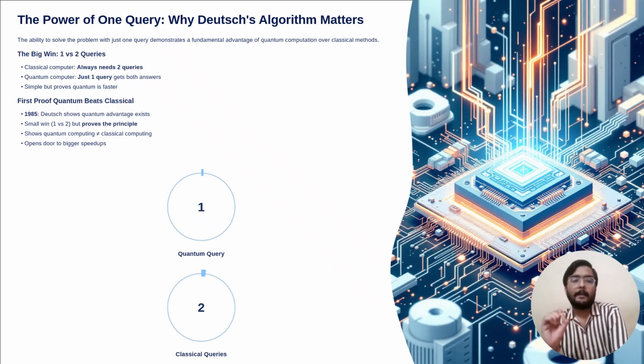First, it proves quantum beats classical. In 1985, Deutsch showed quantum advantage emerges. A small win, one versus two, but it proves the principle. It shows quantum computing is not equal to classical computing, and opens the door to bigger speedups.